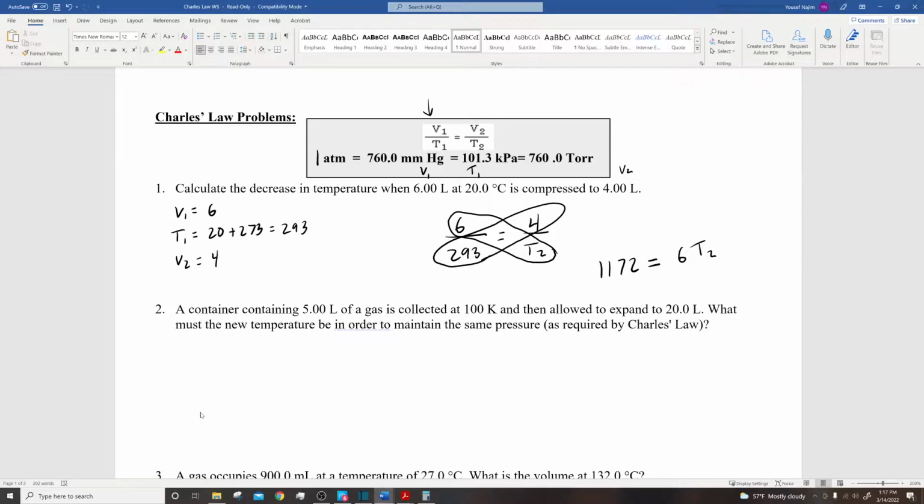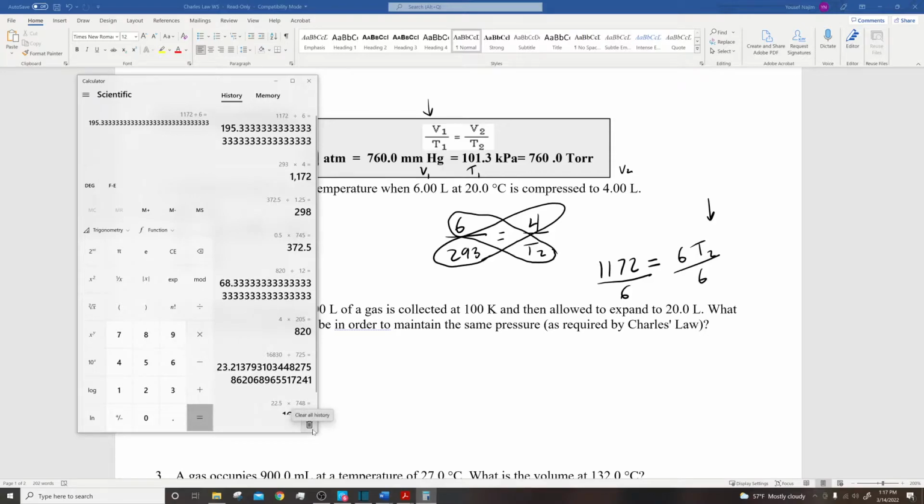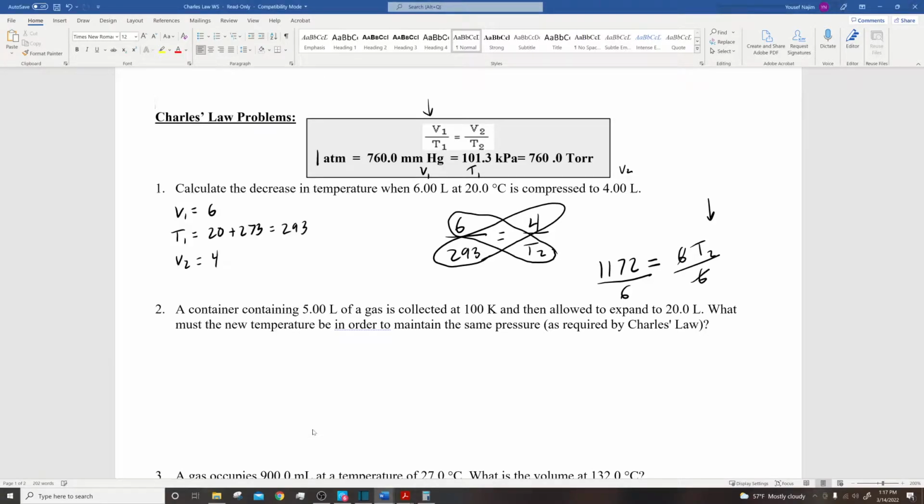And all we need to do is isolate our variable. So to get T2 by itself, what do we got to do? We're going to divide both sides by 6. So let's go back to our calculator. This number divided by 6 gives us 195.3. Here our 6's are going to cancel out. So T2 is equal to 195.3. And then what unit should this be? This should be Kelvin because we put in Kelvin. So that's Kelvin right there.